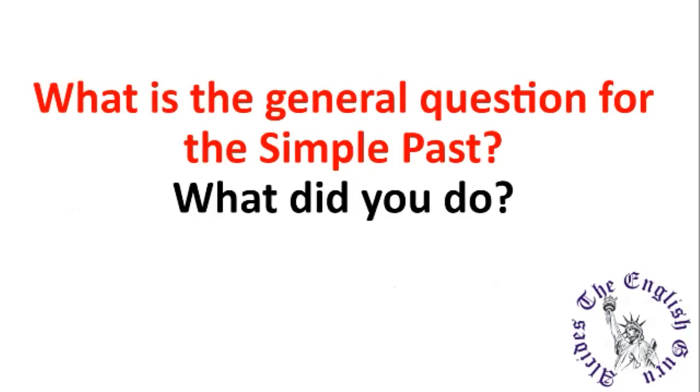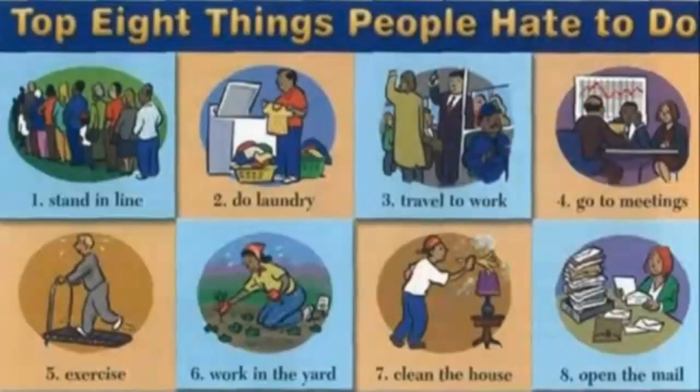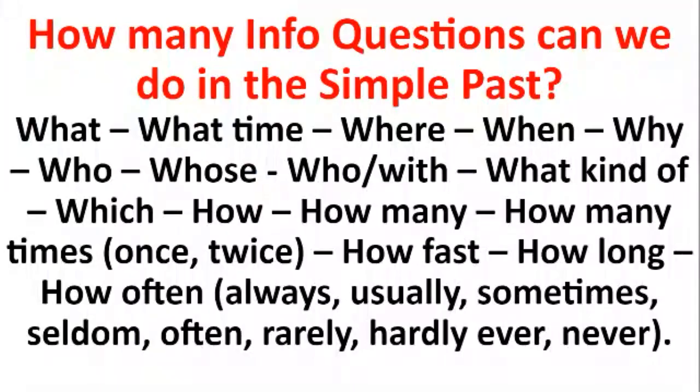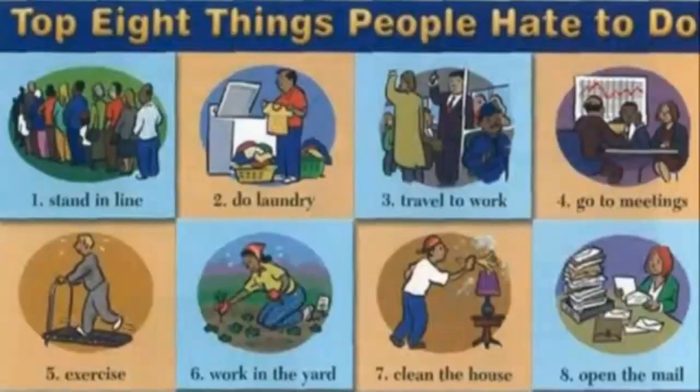Very good. Okay, what is the general question for the simple past? What did you do? Very good. Okay, remember the information question, right? So remember we were doing this yesterday. I told you to practice this, okay? For example, what did you do? I did the laundry. What time did you do the laundry? I did the laundry at 3 p.m. Okay, did you do it?